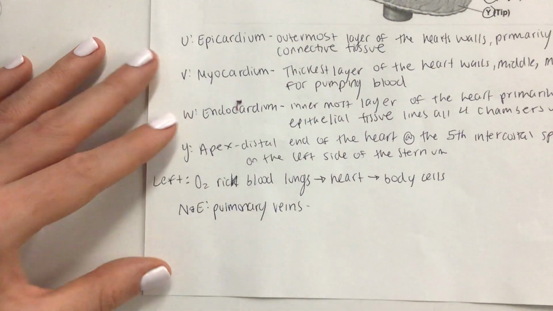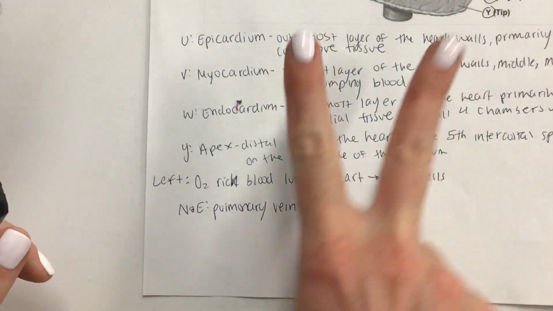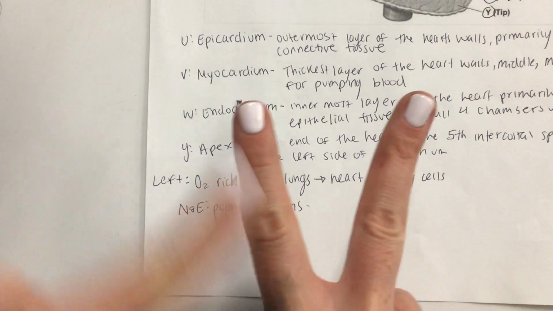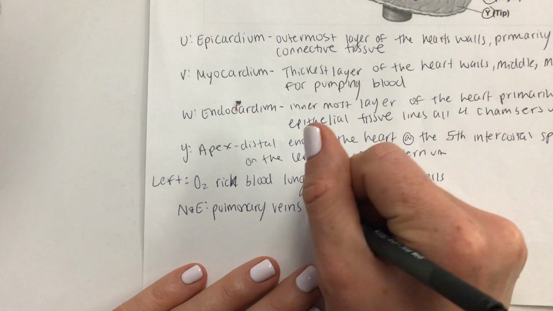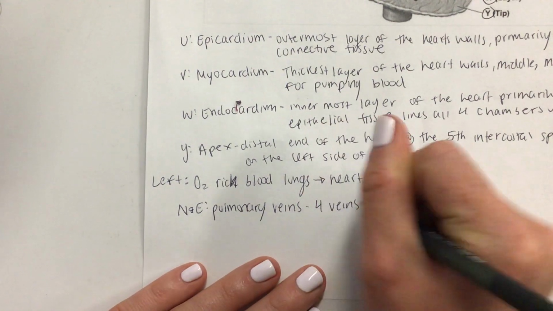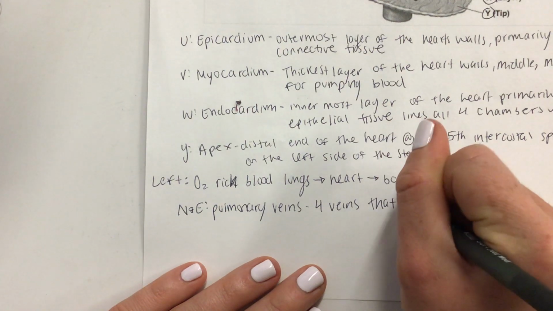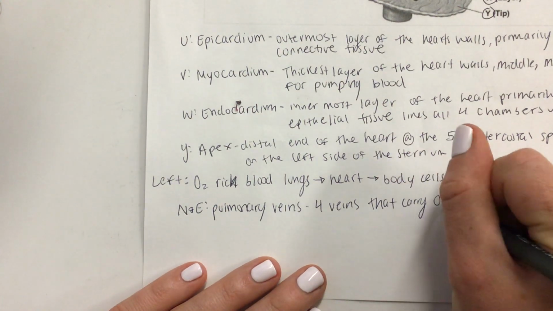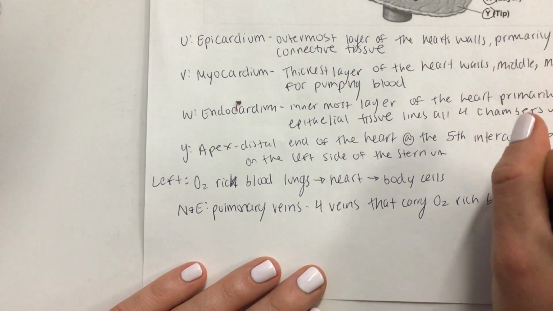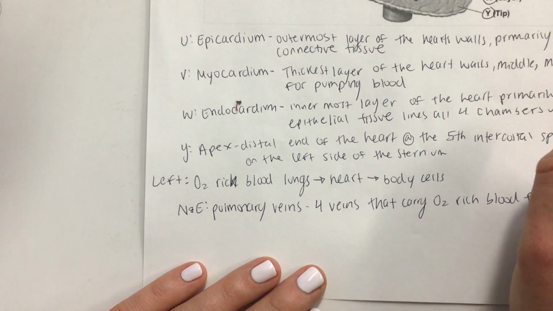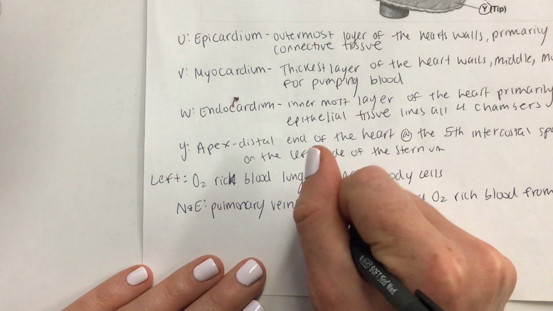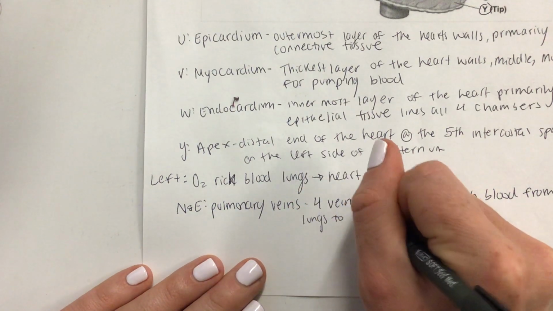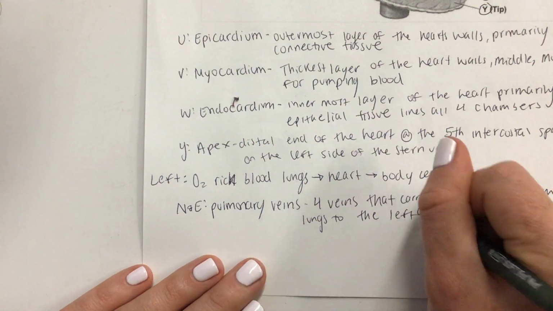You may remember from biology, we often think veins go V to the heart. So we're going to the heart from the lungs here. So these are 4 veins that carry O2-rich blood from the lungs to the left atrium.